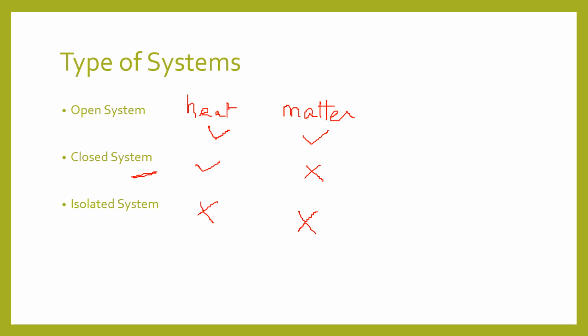So what is an open system? In an open system, there is exchange of heat as well as matter. In a closed system, only heat exchange is possible, matter exchange is not possible. And an isolated system is the one which exchanges neither heat nor matter with the surrounding. So an open system exchanges heat as well as matter with the surrounding. A closed system exchanges only heat with the surrounding and not matter. And an isolated system neither exchanges heat nor matter with the surrounding.